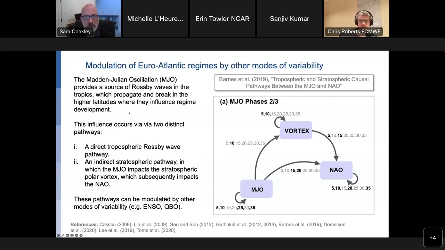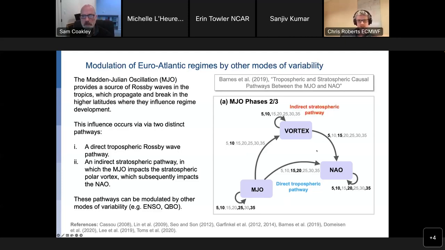And there's two distinct pathways by which this can occur. This is a causal network from a nice paper by Elizabeth Barnes and others a few years ago, emphasizing the nature of these two distinct causal pathways between the MJO and the NAO. There's a direct tropospheric pathway where you have Rossby waves steered along the waveguides of the tropospheric jet.